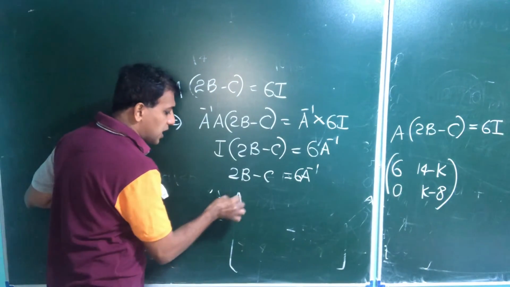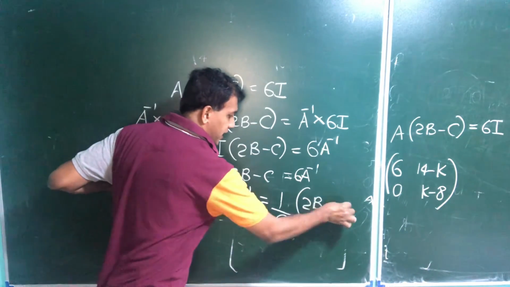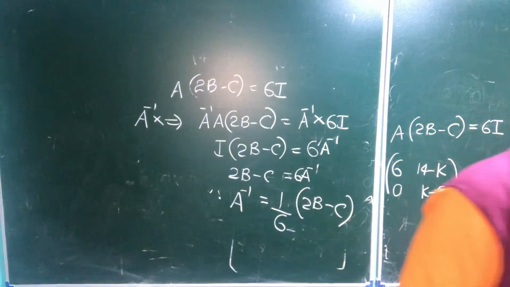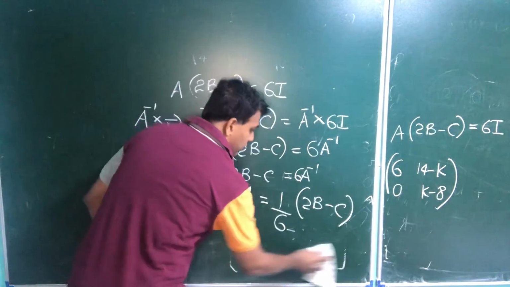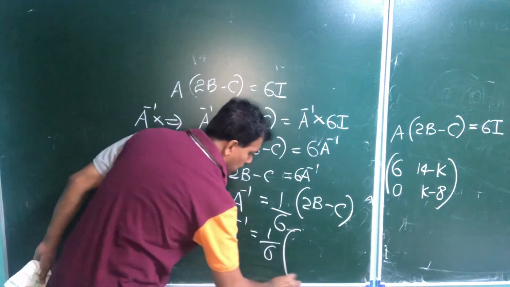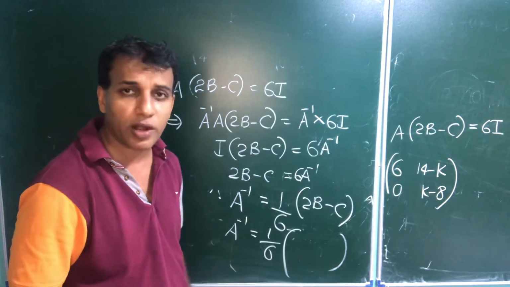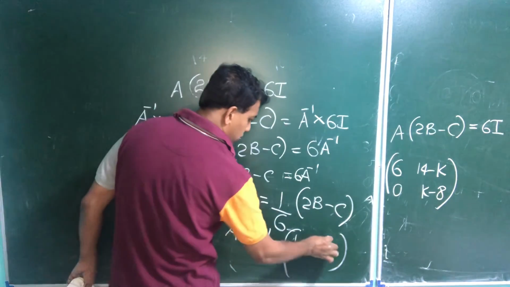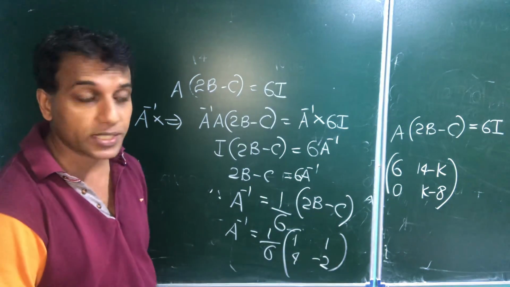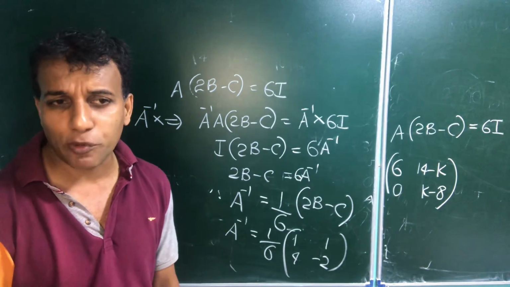Therefore, the A inverse answer is 1/6 of 2B minus C, right? 1/6 of 2B minus C. So you already know what 2B minus C is, and simplify. Therefore the answer is A inverse equals 1/6, check your previous answer for 2B minus C, that is I think 1, 1, 4, 12 minus K, right? Therefore this is the value of the inverse. How to find the inverse in this question is one of the important problems in any exam or pure maths paper, right?